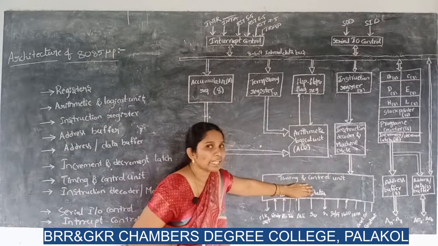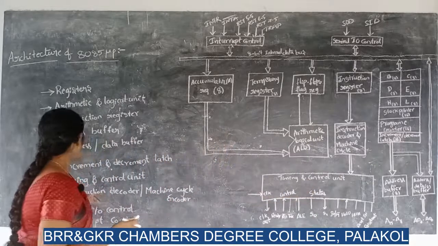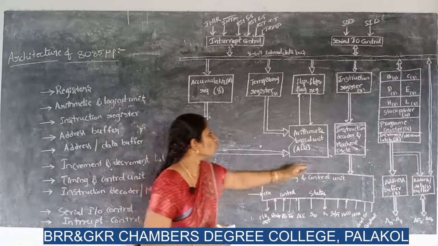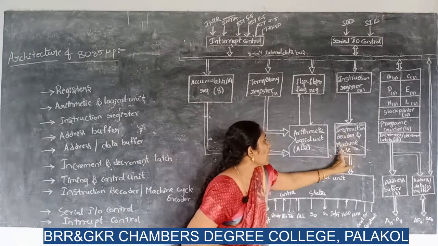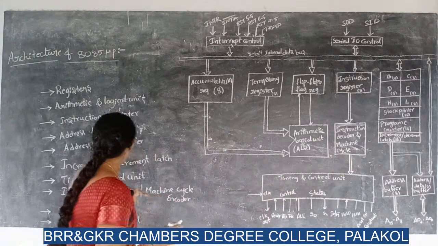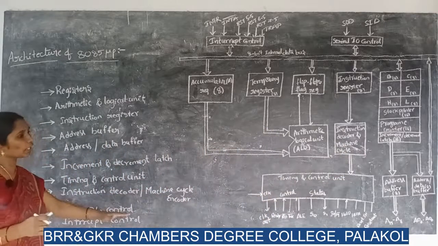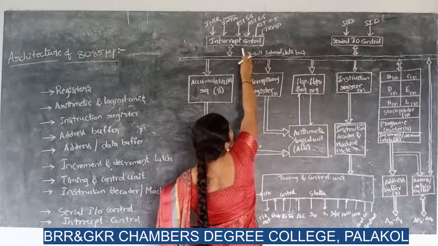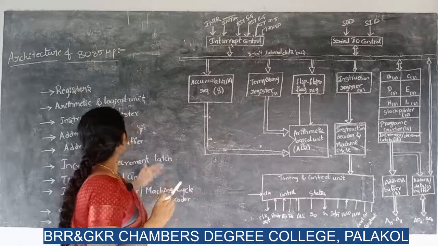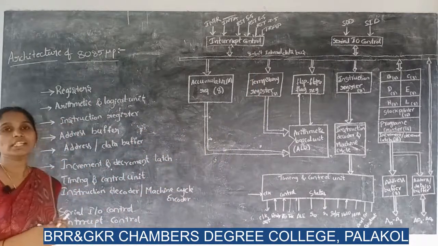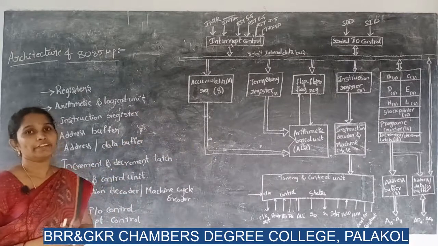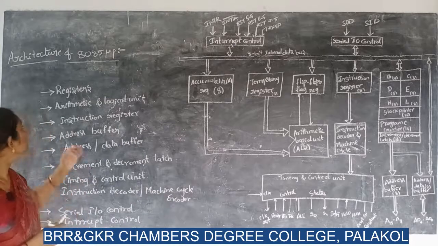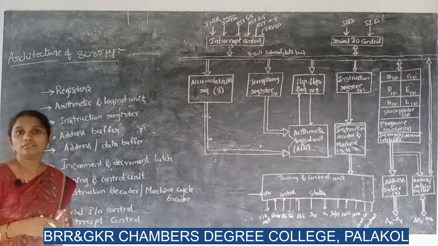After that, the timing and control unit, and next the instruction decoder and machine cycle encoder. After that, the serial IO control, and this is the interrupt control. So these are the major building blocks involved in this 8085 microprocessor architecture. Now we will discuss each and every block briefly.